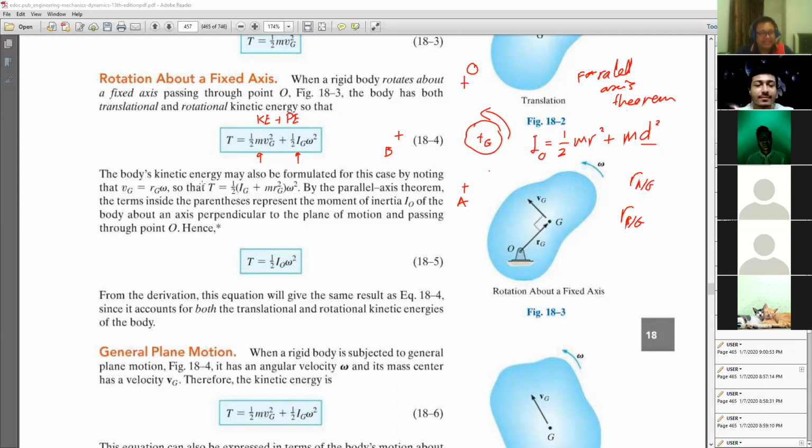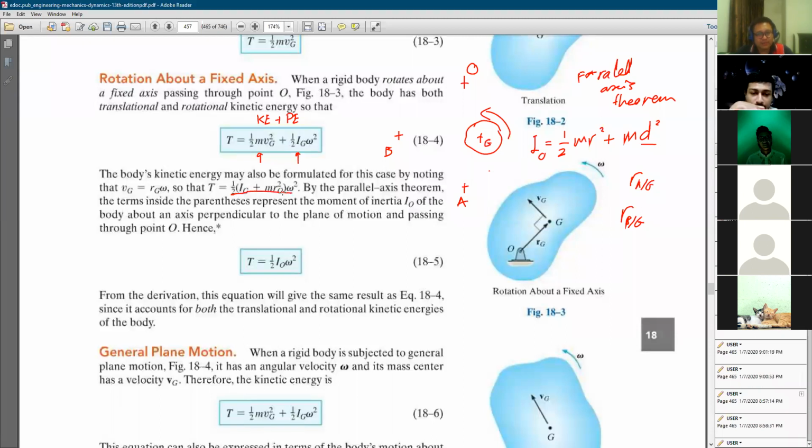Now since we are talking about the kinetic energy because of that particular rotation, we will have this full term. This part here is multiplied by omega squared. And you know that V is equal to R omega.